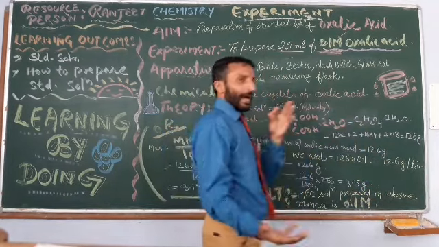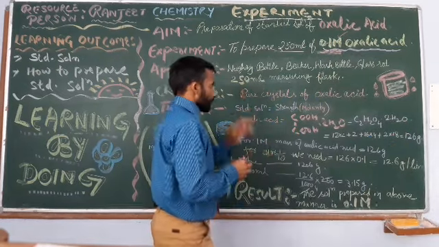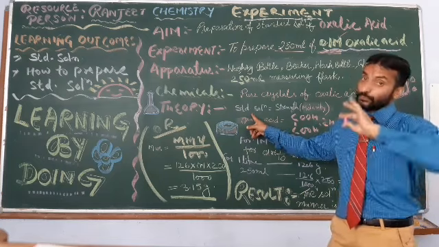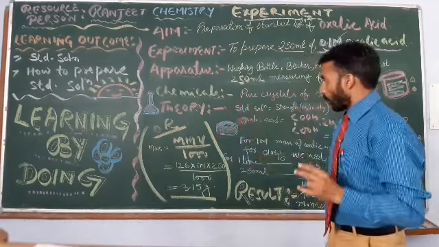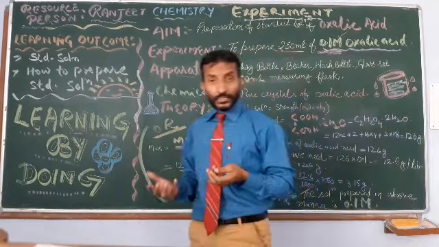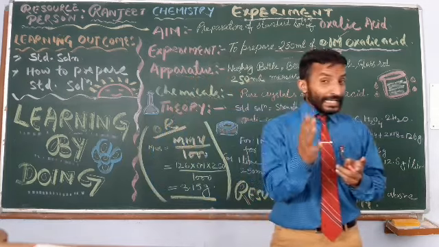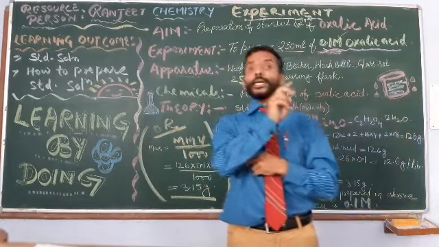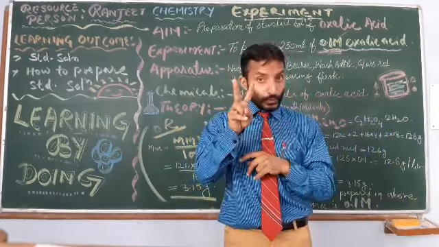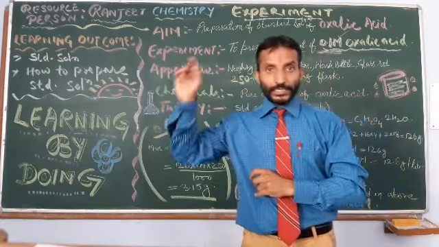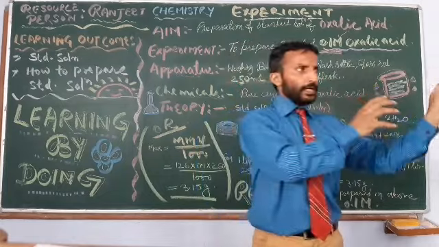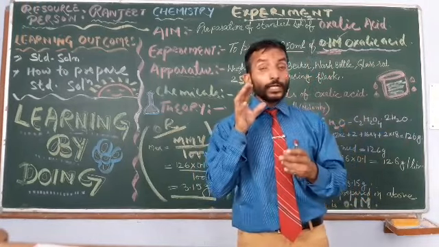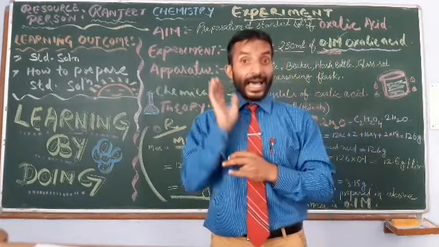Alright. So what is the theory behind this? What is a standard solution? First of all, a solution whose strength, that is molarity here, is known. Now oxalic acid, you know what oxalic acid is? Yes, oxalic acid is an organic acid. Depending upon the source of the acid, we have two types, mineral and organic. Mineral acids are those which are prepared from rocks and mineral sources, but organic acids are those which are obtained from plants or animals.